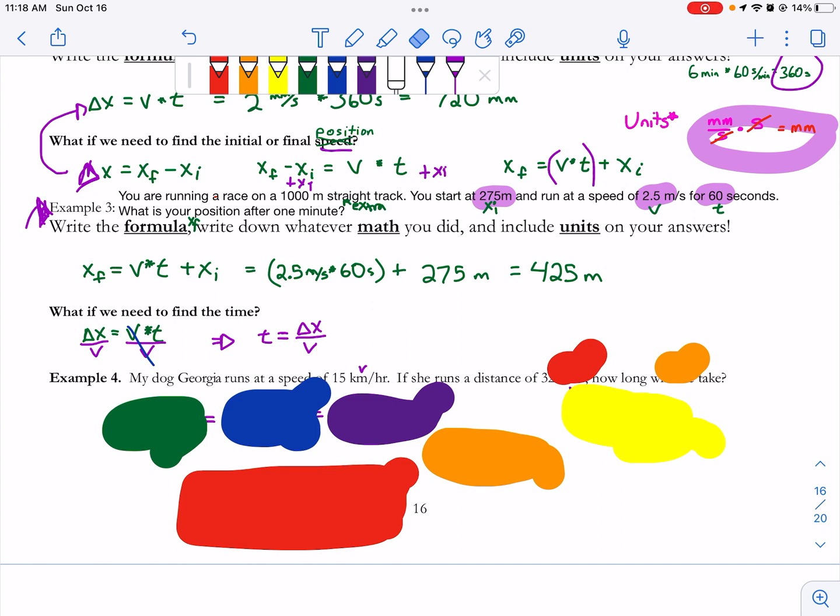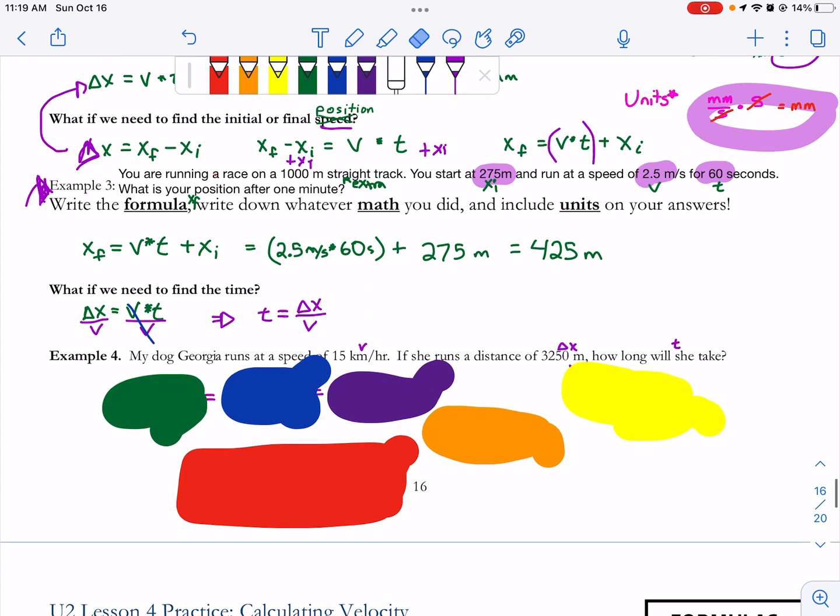She runs at a speed of 15 kilometers per hour. If she runs a distance of 3,250 meters, I noticed something, that says kilometers and that says meters. How long will she take? Okay, how long will it take her to run 3,250 meters? That's a really long time. But Georgia, she can do it. She runs forever. So how long will it take her to run that far?